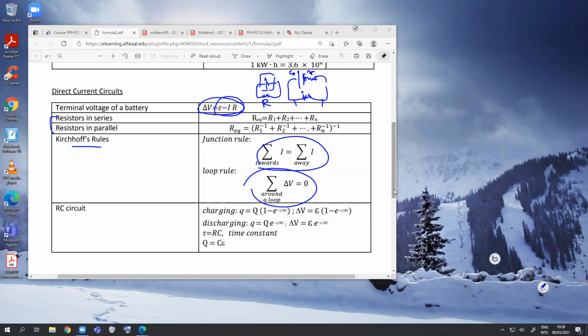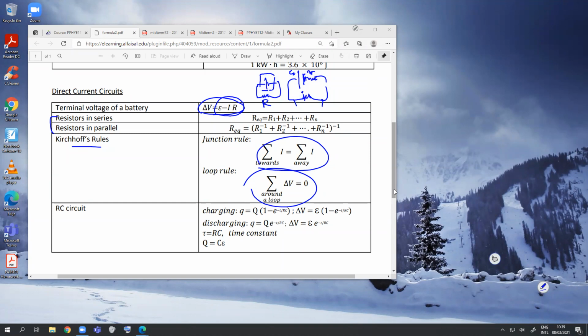And the loop rule is, you take a circuit loop, start from one point, go through a circle and come back to the same point. While you do that, you add all the potential changes. The sum of that is equal to 0. This is conservation of energy. Junction rule is conservation of charge.